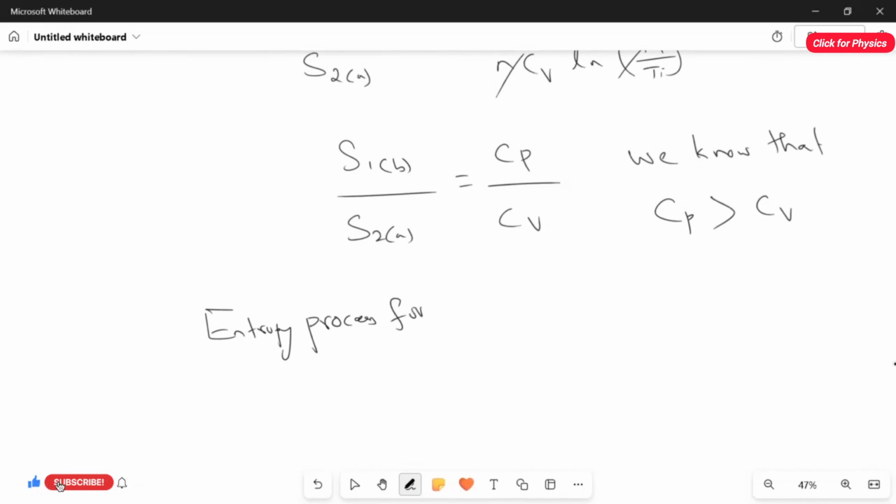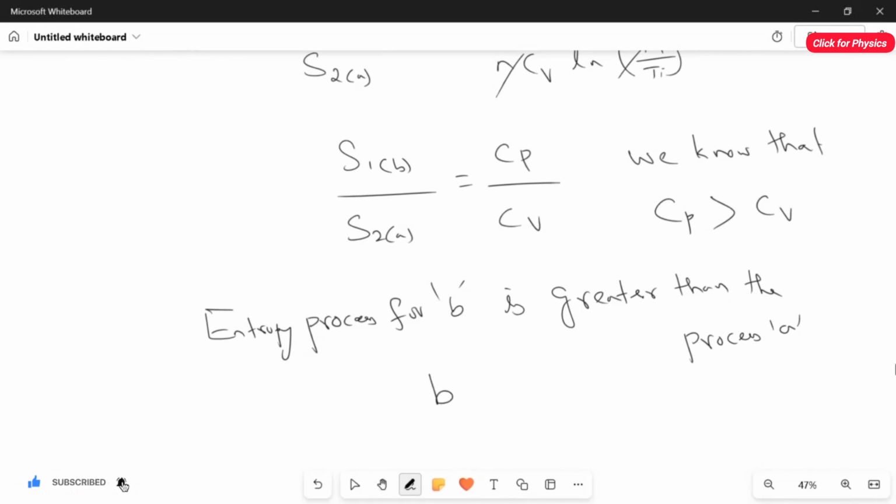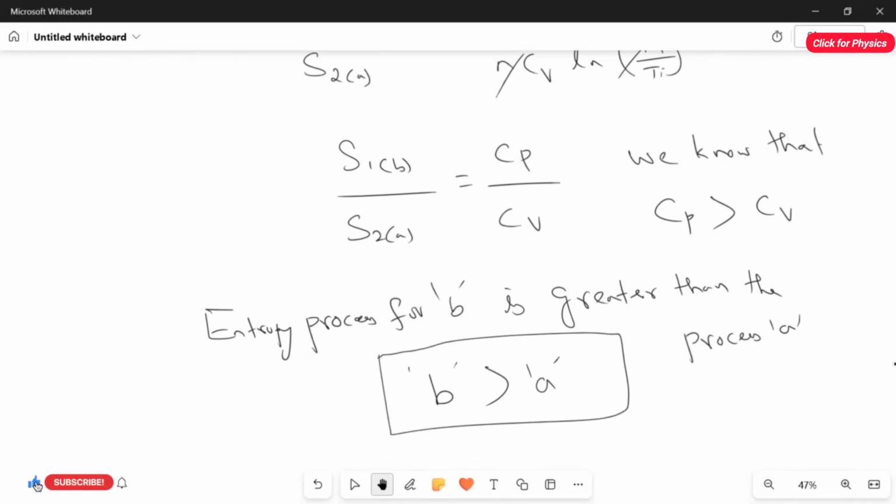So based on this concept, the entropy change for process B is greater than for process A. So B process is greater than A process. This is the answer for this question. That's it. Thank you.